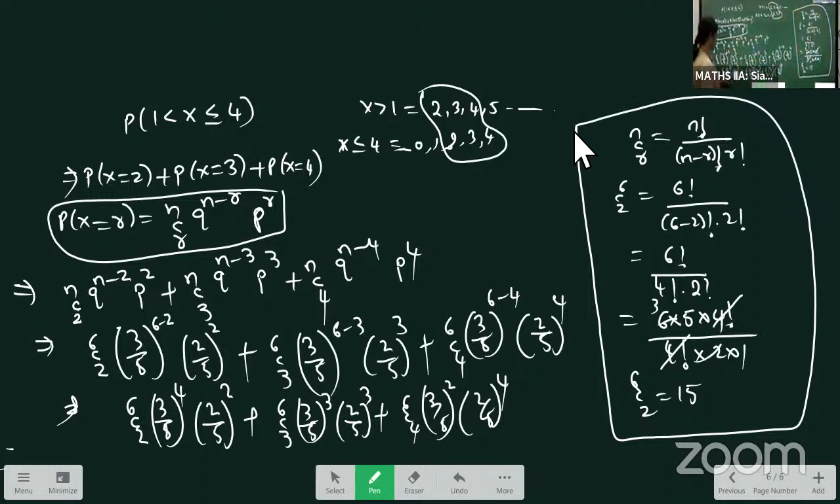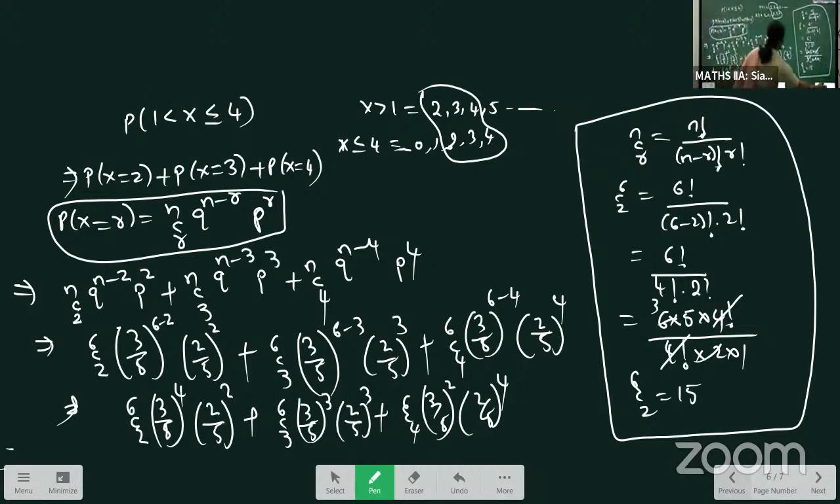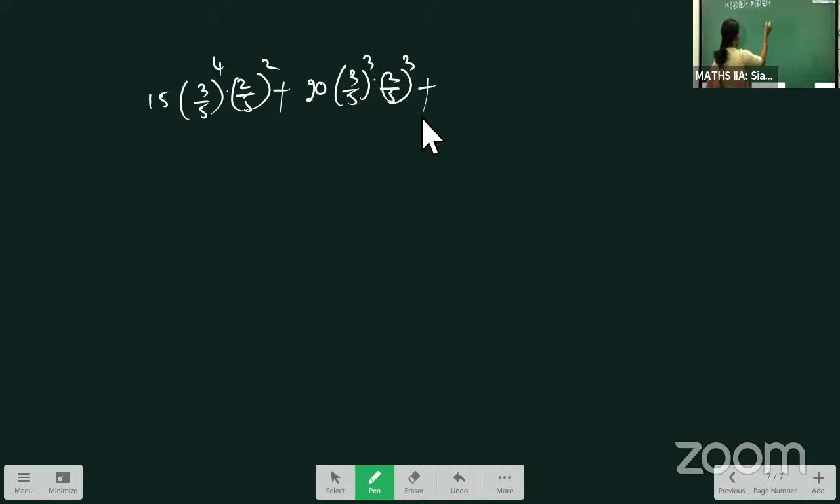Now I am substituting it. 6C2 means 15, times 3 by 5 to the power 4, into 2 by 5 to the power 2. Next we have 6C3. In the same way you expand 6C3, so we will be getting 20, times 3 by 5 to the power 3 into 2 by 5 whole to the power 3. Next term is 6C4. 6C4 again is 15, times 3 by 5 to the power 2.